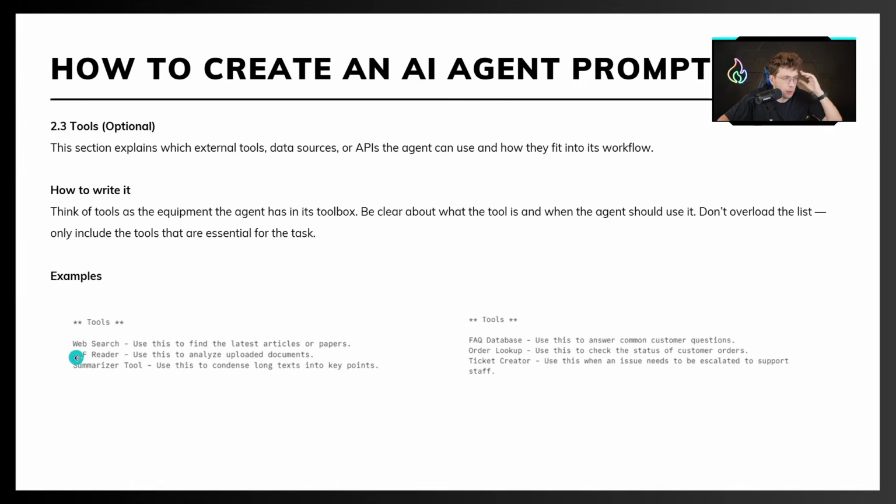So we've got the tools: web search, use this tool to find the latest articles or papers; PDF researcher, use this tool to analyze uploaded documents; summarizer tool, use this tool to condense long text into key points. Another example: FAQ database, use this tool to answer common customer questions. Order lookup, use this to check the status of customer orders. You may have a tool for sending an email, so we just say use this tool to send an email, to give a label. Maybe you've got Google Sheets, use this tool to save the data into, and so on.